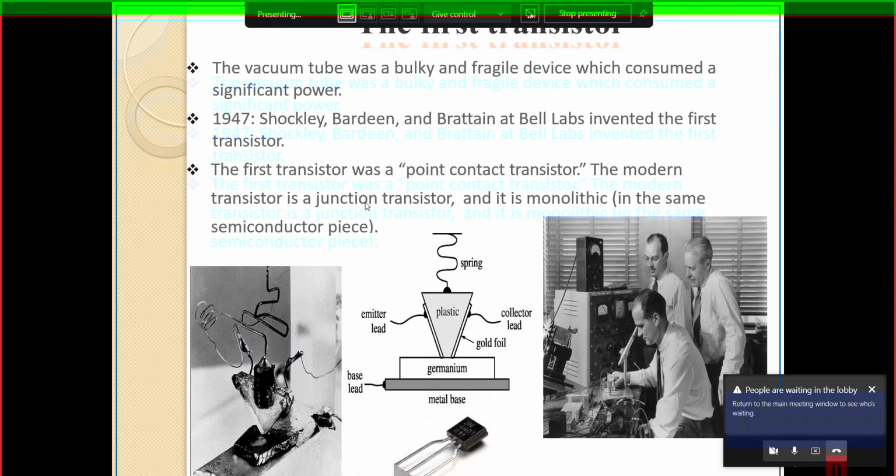Then what is meant by a transistor? Instead of the vacuum tube, which was a bulky and fragile device.